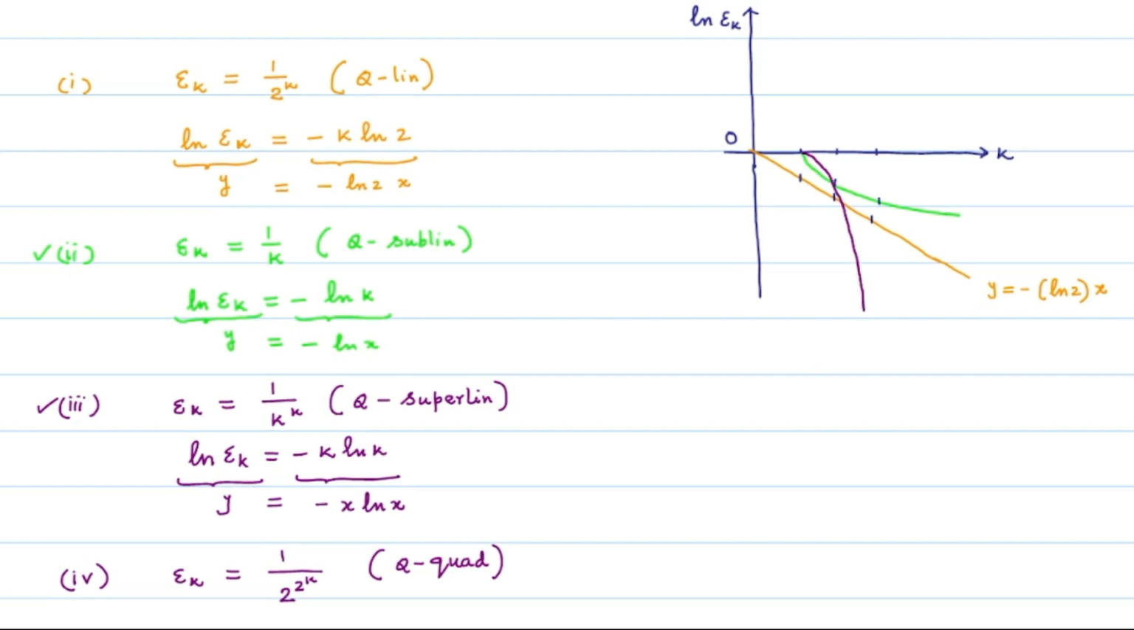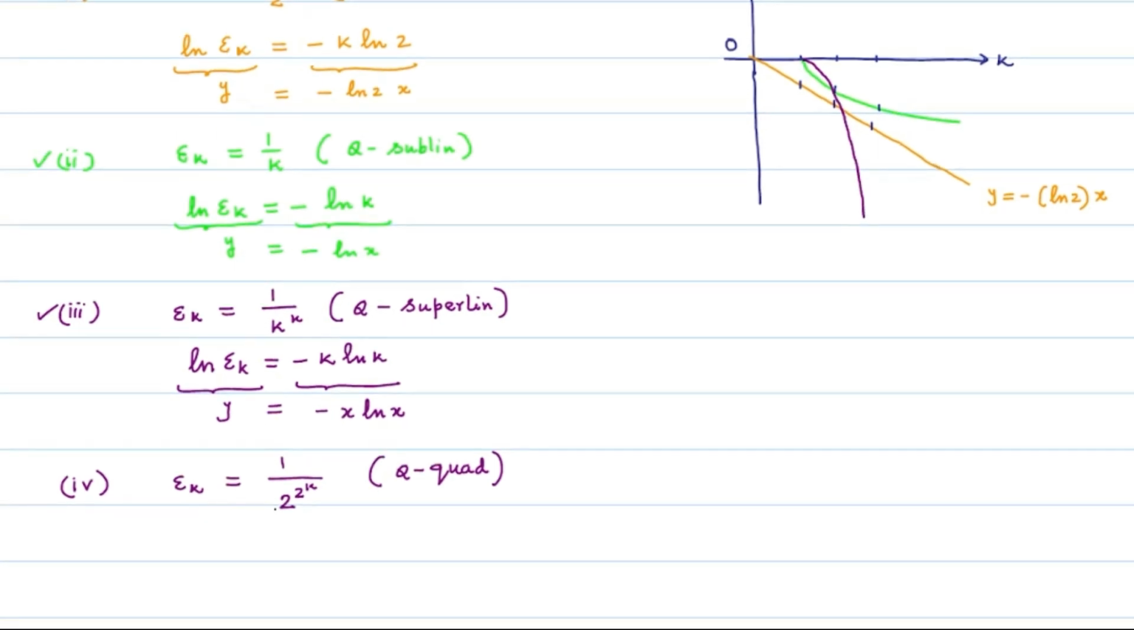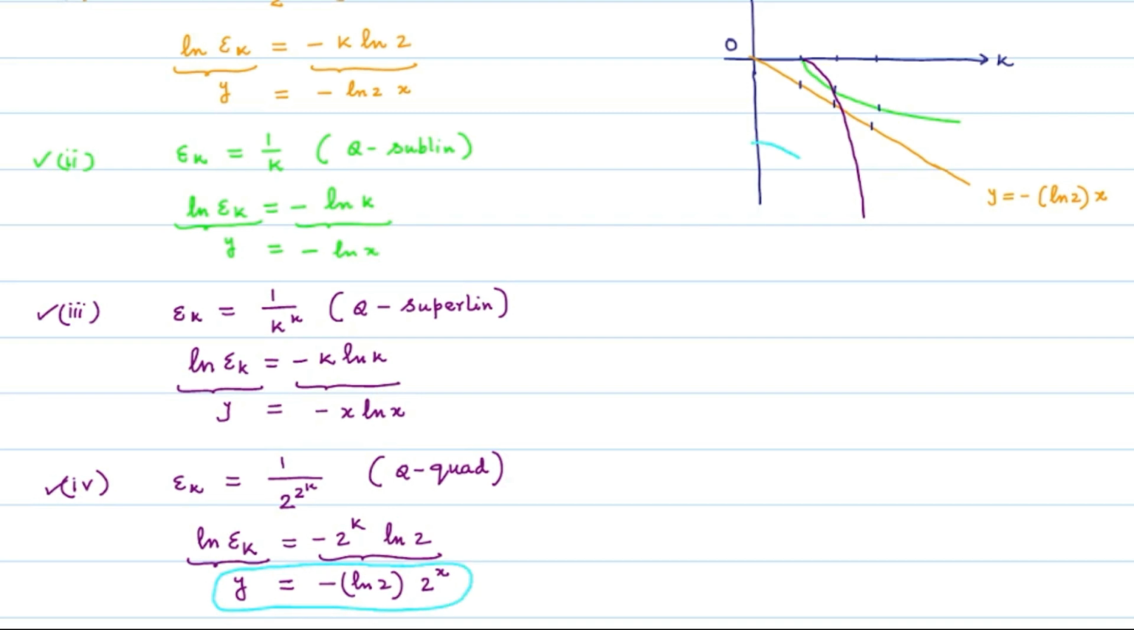and the fourth sequence epsilon k is equal to 1 upon 2 to the power 2 to the power k. We get ln epsilon k is equal to minus 2 to the power k ln 2, which follows the curve y is equal to minus ln 2 into 2 to the power x. This curve has graph somewhat like this, which is like an inverted parabola.